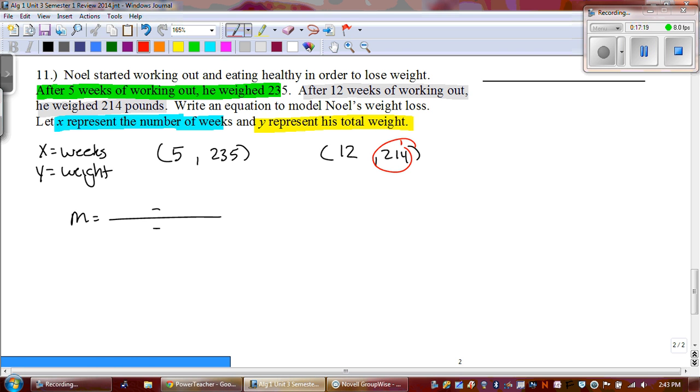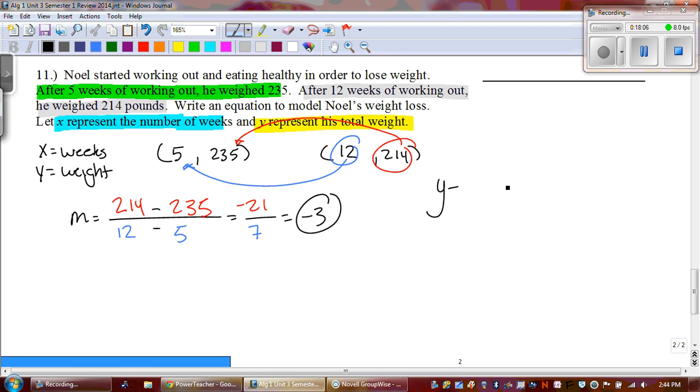Okay, we know how to find your slope. Okay, you put your y's on the top, 214 and, oops, 235, and you put your x's on the bottom, 12 and 5. Okay, so when we do this, 214 minus 235, well, that gives us negative 21. And 12 minus 5 is 7. And when we're done, we get our slope is negative 3.